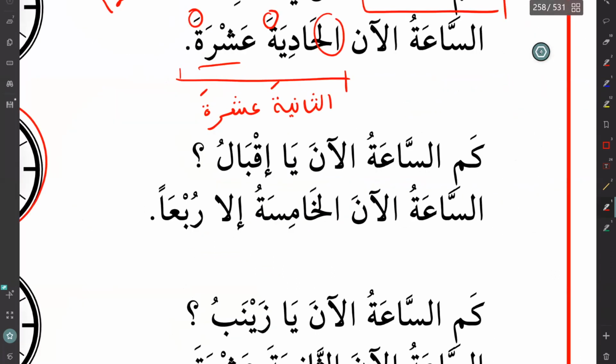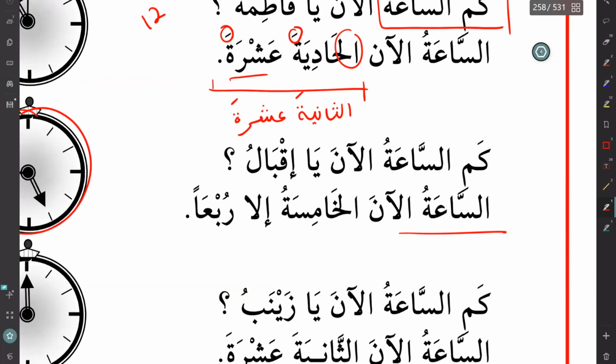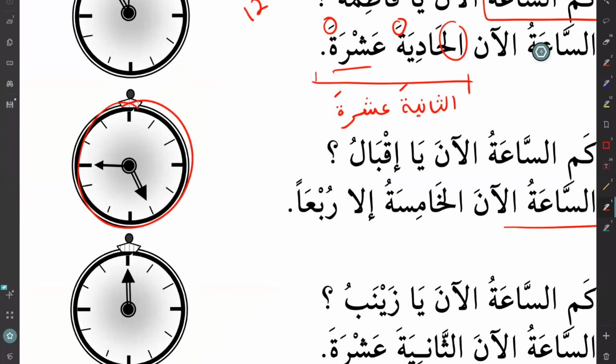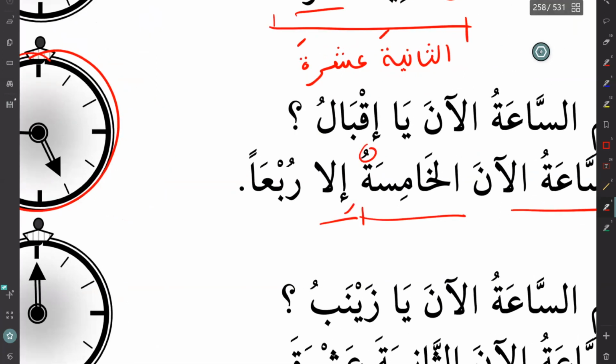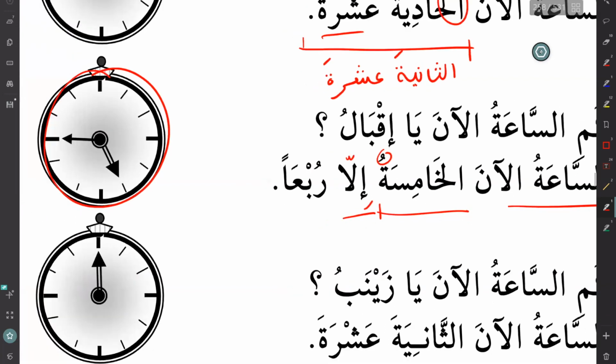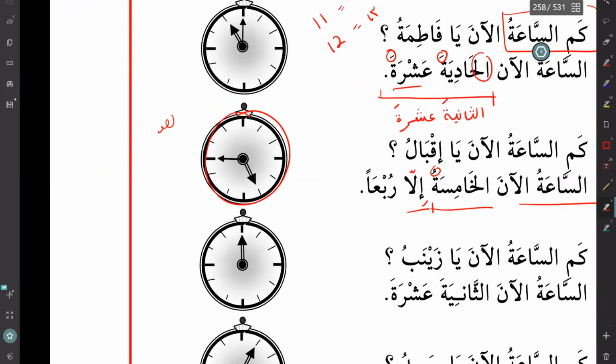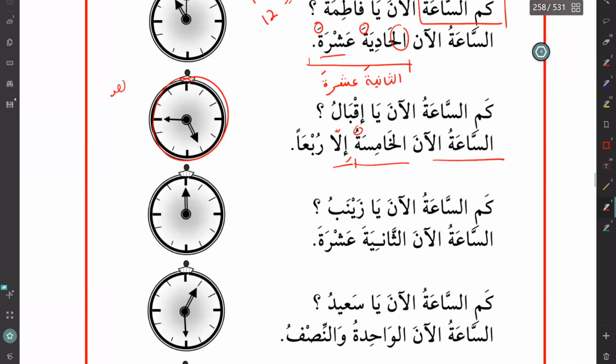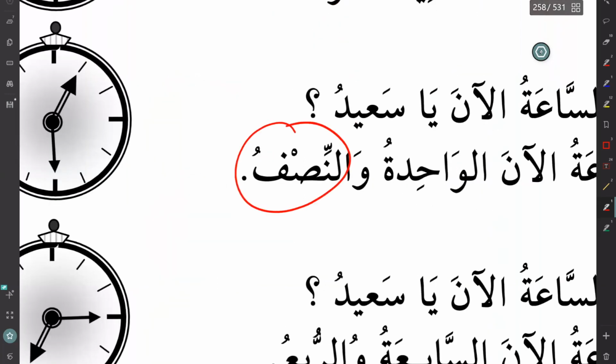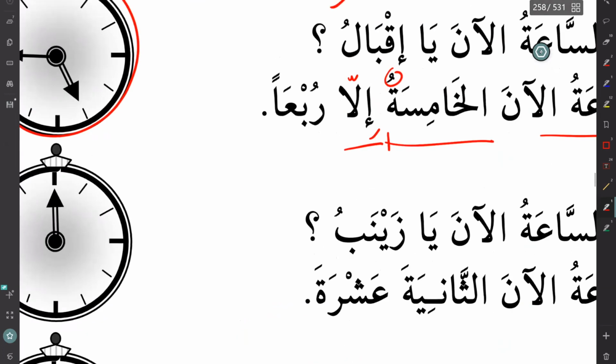The same thing, you say sa, which is we have, and then you want to say the time. So see, even in English, we bring the 5 first, and then we take away a quarter. Same thing, we say illa. Illa is except. Ruban, except a quarter. Rub is quarter. Remember we talked about this word nisf. Nisf is half. And we also learned thuluth. Thuluth is 1/3, and the rubu is 1/4, which is a quarter, right?